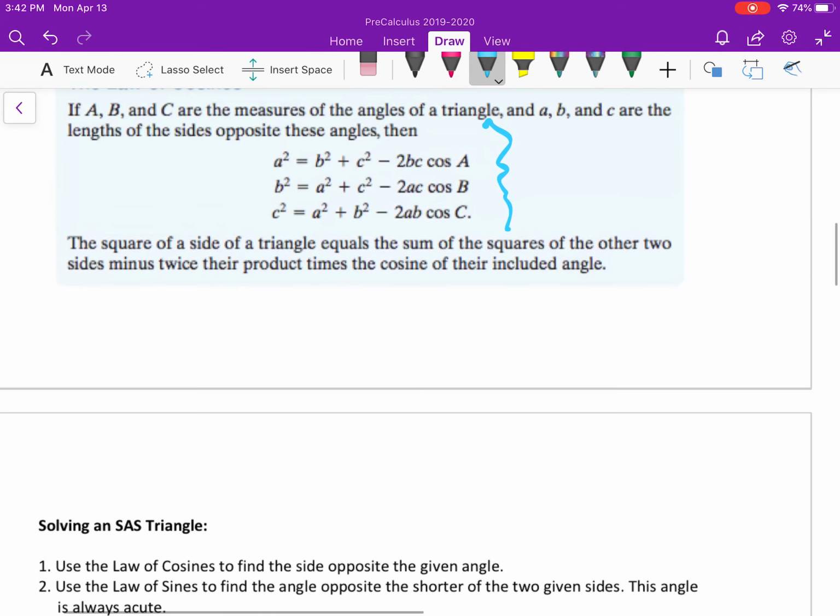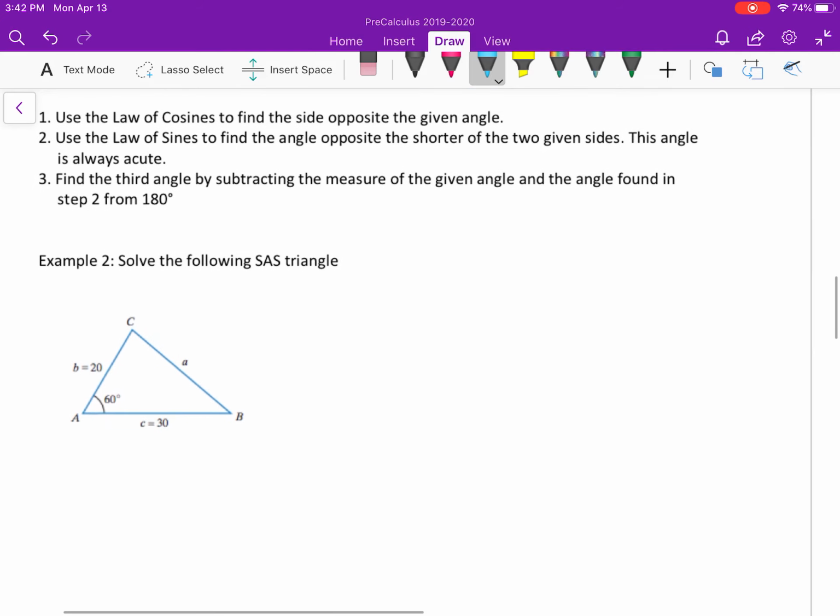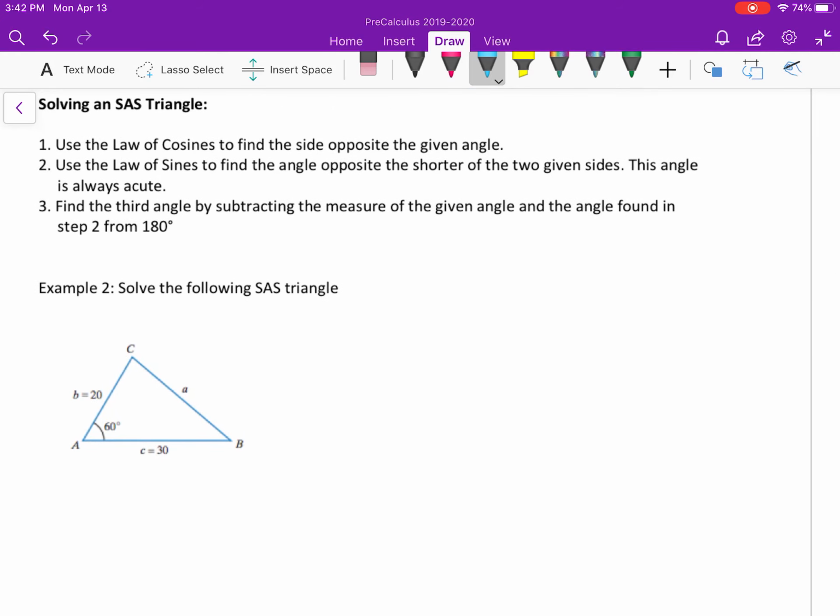All right, so basically you can find the side length of a triangle by squaring the other two sides, subtracting 2 times that side, the other side, and the cosine of the angle. Sounds confusing, but let's look at it in terms of a picture. So if we have a side angle side triangle, we can use the law of cosines to find the side opposite the given angle. So we're going to do that as step 1. Then you'll use the law of sines for step 2. Then third step, you'll subtract the measure to get the third angle.